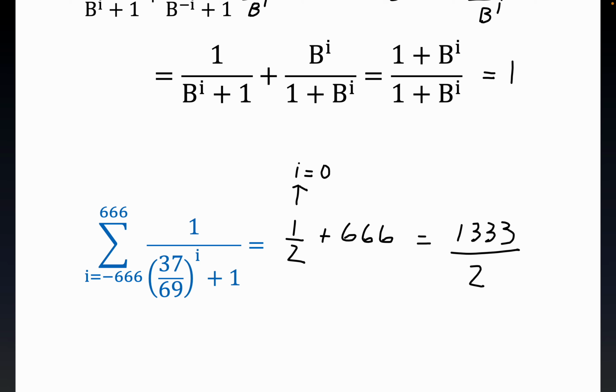2 times 666. 2 times 660 is 1320. You add 12 to that, you get 1332. Then you add 1, you get 1333 over 2. Okay, so this is the solution.